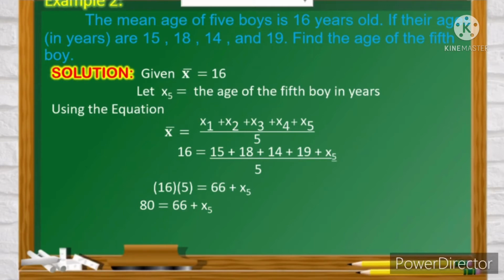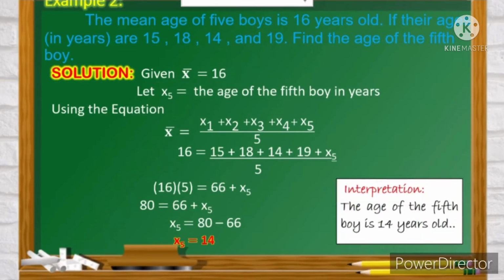Now, by using the addition property of equality, we will get x sub 5 is equal to 80 minus 66. Performing the subtraction, we will get x sub 5 is equal to 14. Therefore, the age of the fifth boy is 14 years old.